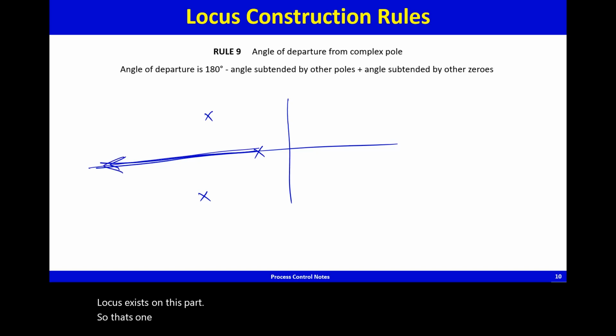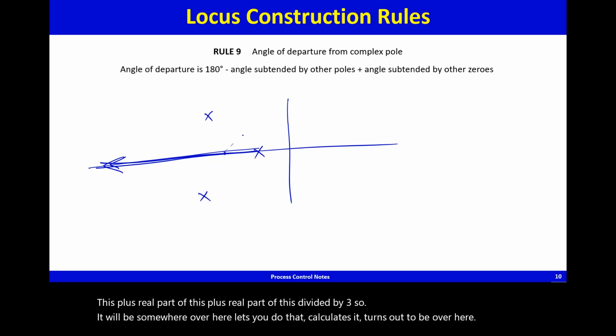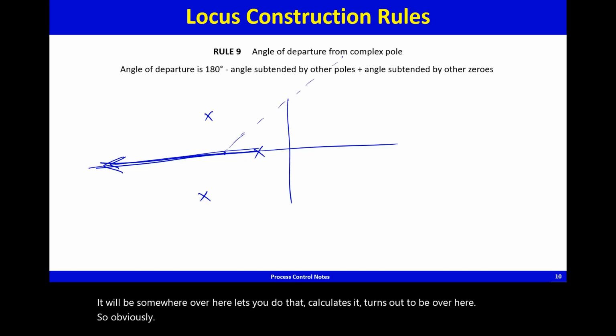Third order system, so what will be the real axis asymptote? It will be this plus the real part of this plus the real part of this, divided by 3. So it will be somewhere over here. Let us, you do that calculation. Let's say it turns out to be over here. So obviously your asymptote is going to be like this.